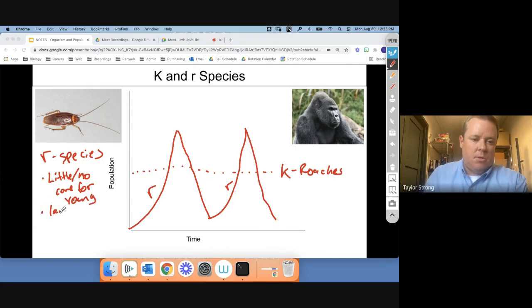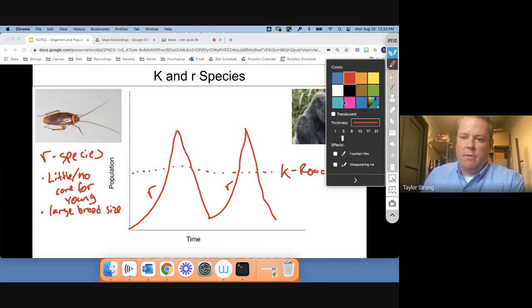There is a large brood size right there. Okay, so you can get rapid population growth in ideal conditions, but then you also get rapid population crashes. Whereas if you were to do the gorilla graph, let's switch colors here so we can do both. It would take gorillas a lot longer to get there. And when they did, they would kind of stay there like this.